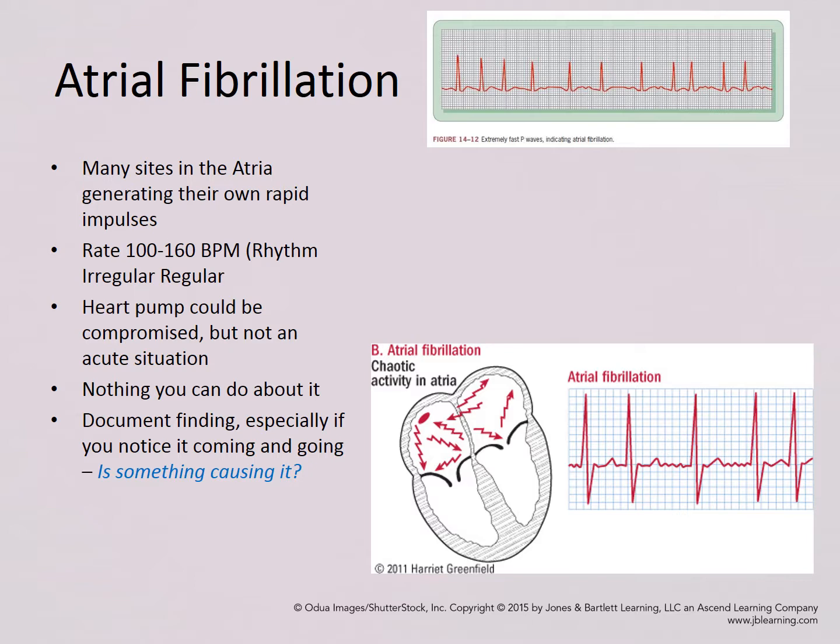Atrial fibrillation is similar to atrial flutter. The difference is this is not a regular rhythm. It's kind of the atria is quivering basically, and so the little waves before your QRS are going to be in an irregular fashion. This is when many sites in the atria are generating their own rapid impulses. The rate can be anywhere from 100 to 160.